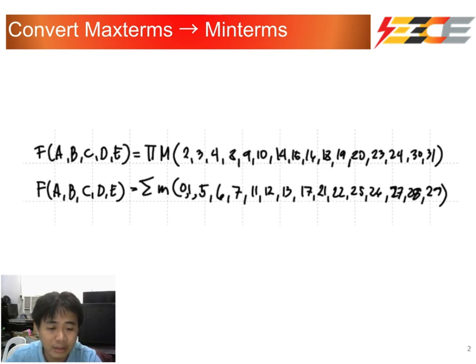Alternatively, we can obtain the same result by taking the complement of the given max term list, that is, by subtracting the max term indices from the full set of 0 to 31. This gives us the 16 minterms where F is equal to 1, which we then plot on our K-map for simplification.